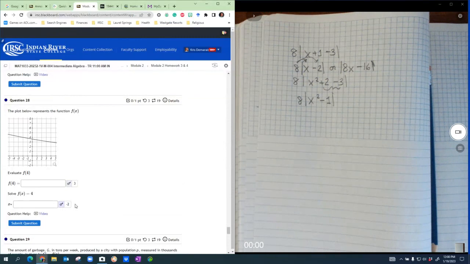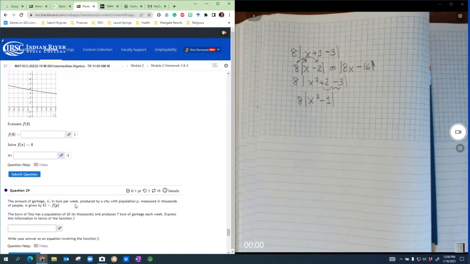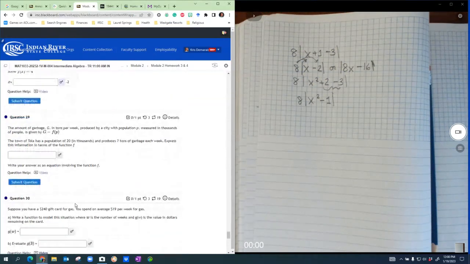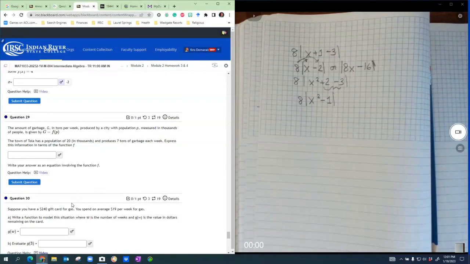A lot easier to explain these. All right. Now you have: the town of Tola has a population of 20,000, and produces 7 tons of garbage each week. Express this information in terms of a function.